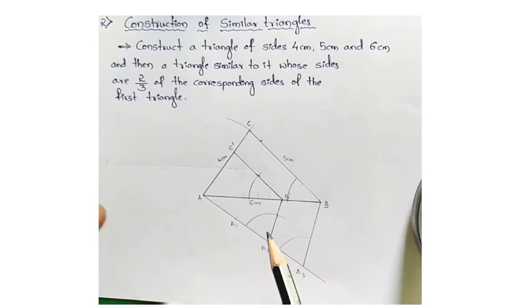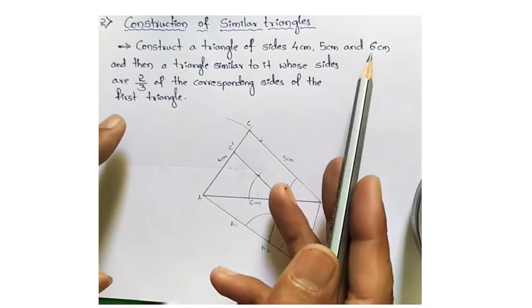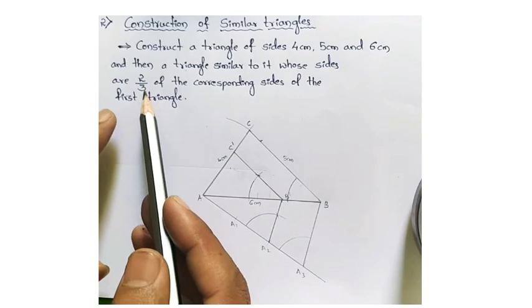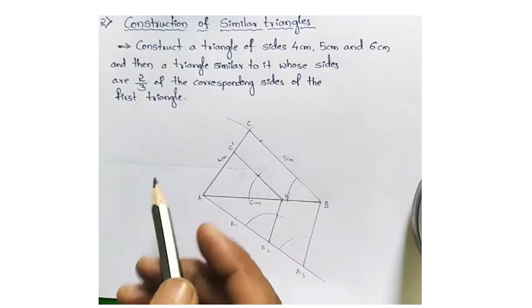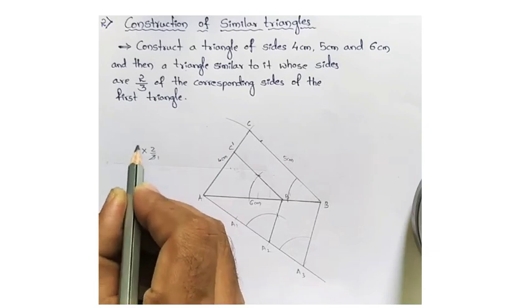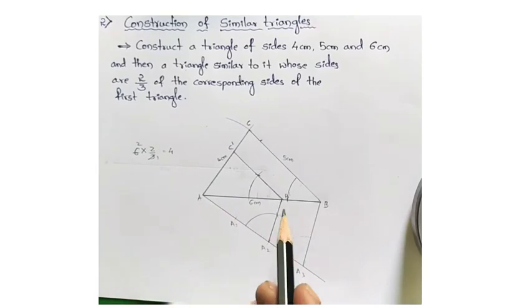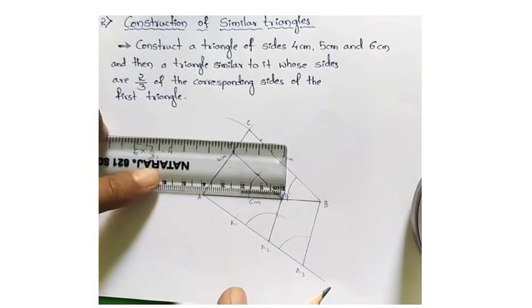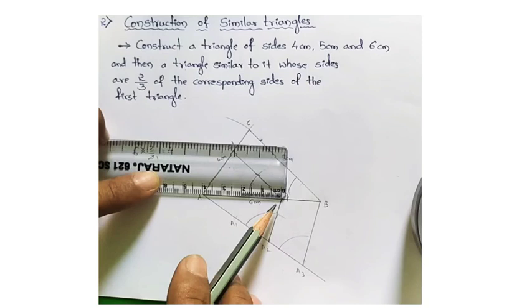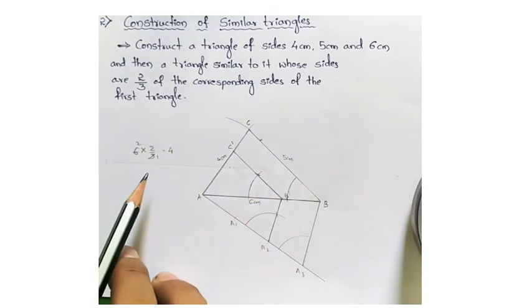So how to check our construction is right or wrong? See here, total base is 6 cm. Out of that 6 cm, we need 2 parts from the 3 parts. How? So just multiply this 2 by 3, 3 1s are 3, 2 2s are 4. If we get A to B dash as our 4 cm, then our construction is right. So check it. See, A to B dash will be 4 cm. It means our construction is right.